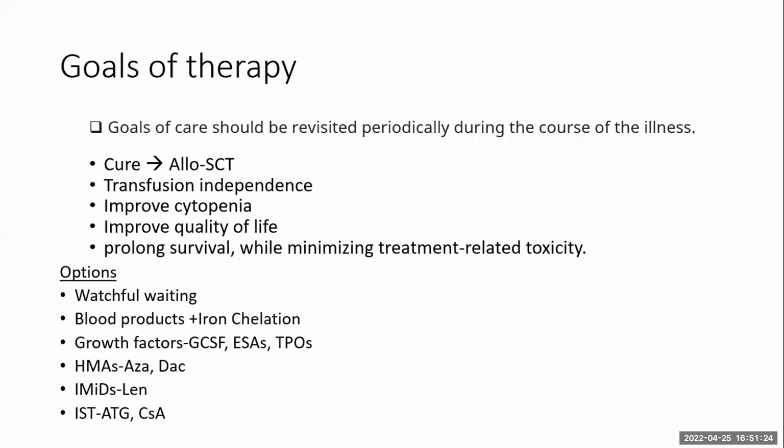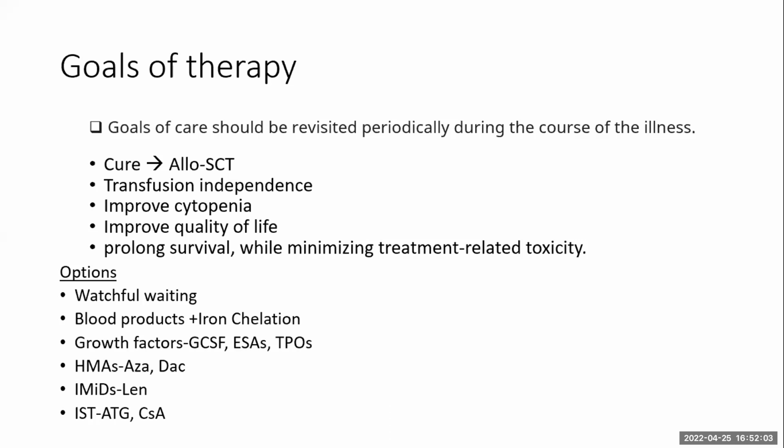If you are aiming for cure, allogeneic stem cell transplant is the only currently potentially curable alternative that we have. You may aim for transfusion independence, improve cytopenias, quality of life, prolong survival, while at the same time minimizing treatment-related toxicity. And your options include watchful waiting, depending on the prognostic risk, blood products like blood transfusion, and this should be coupled with adequate iron chelation, growth factor usage, either erythropoiesis stimulating agents, thrombopoietin agonists, or things like Neupogen.